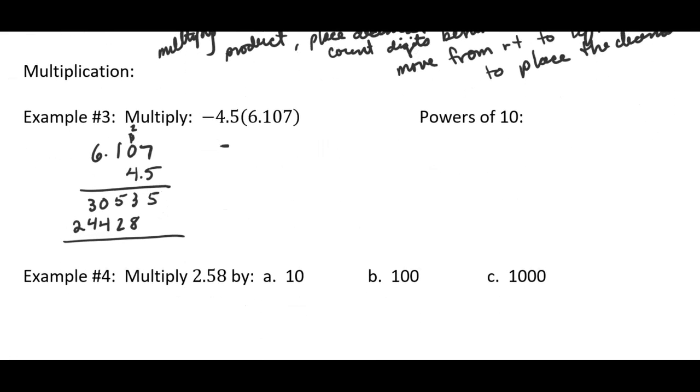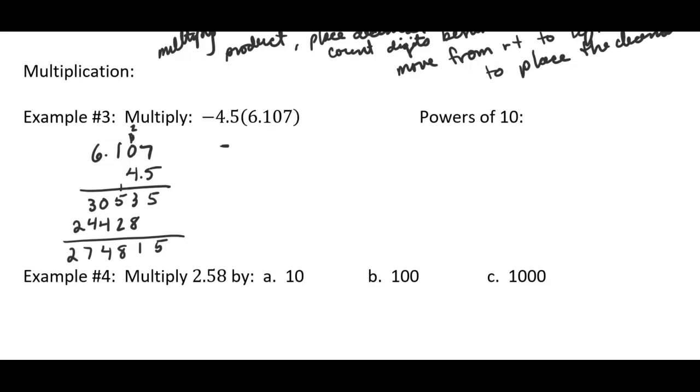I'm running out of room here. Okay, so now I add. 5. 3 and 8 is 11. Carry the 1. 6, 7, 8, 0 and 4, 3 and 4 is 7, and 2. And then now I have to place the decimal. So I've done the multiplying, now I have to place the decimal.